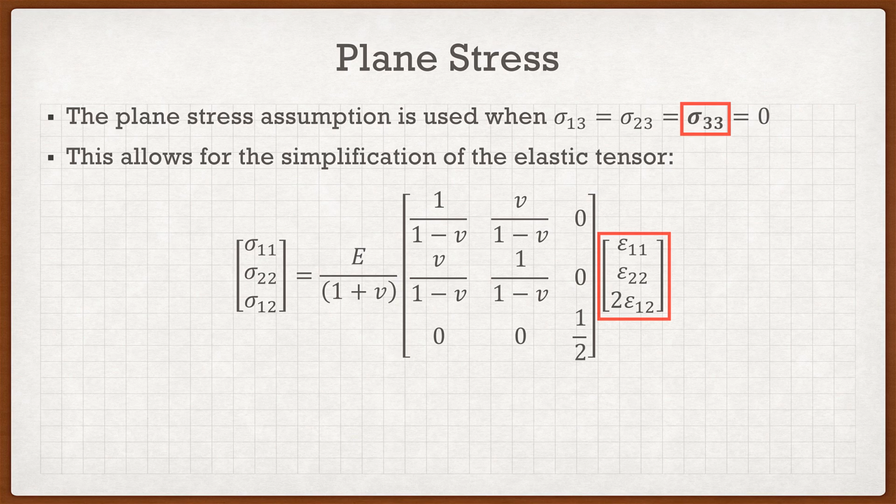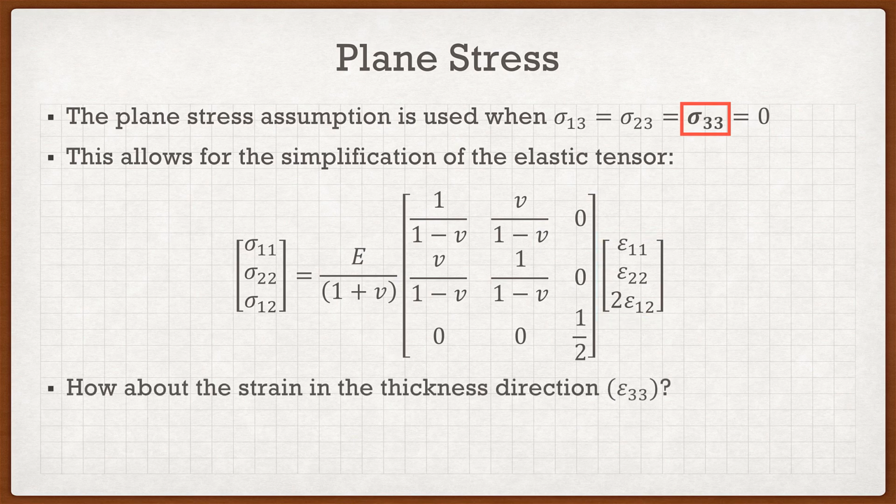And then the question also asks for sigma 3,3, but if we look above, we know that under the plane stress conditions, sigma 3,3 will be 0. Now, part C of the question said, all right, that's great, you found all the stresses. But what about the strains in the in-plane direction? So what about the strain epsilon 3,3?